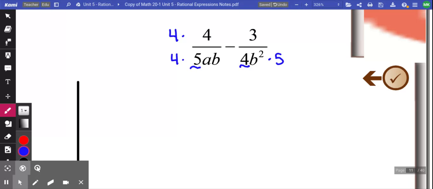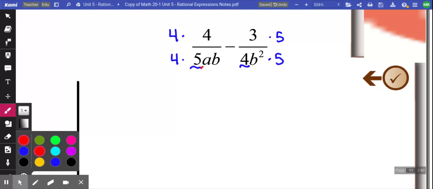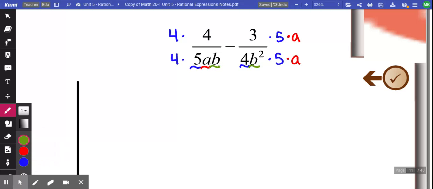I multiply the first one by 4, top and bottom become 20. I multiply the second one by 5, top and bottom become 20. I then do the letters. The first fraction has an a. That means the second fraction needs to be multiplied by a because it doesn't have one. Then I look at the b's. The first one has a b. The second one has a b squared. That means I have to multiply the first one by b to get it to become b squared.